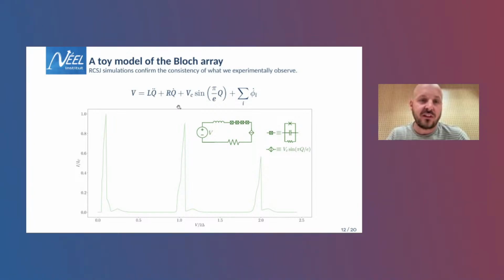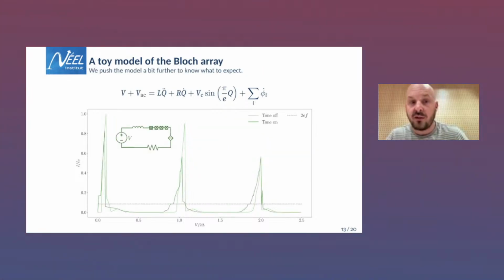If you solve this equation of motion, you recover the peaks similarly to what I've shown you before. And now, using this model, what's cool is that we can also predict what should happen if we add an AC drive to the system. What you see is that these peaks are still there. They are slightly lower, but importantly, before them, you see nice plateaus appearing. And these plateaus are at 2e times the frequency. So we were quite happy seeing this.